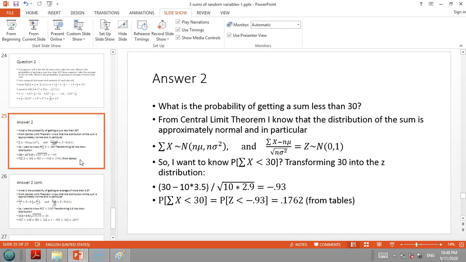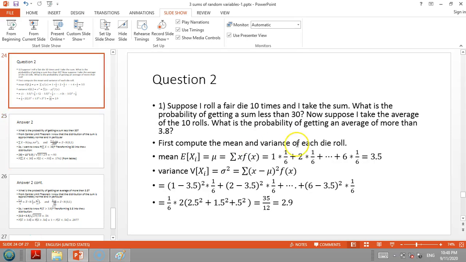Now, what is the probability of getting a sum less than 30? Well, from the central limit theorem, I know that the distribution of the sum is approximately normal. In particular, the sum of all of them, because each time I roll the die it's like a random variable, since I don't know what I'll get. And the random variable, each time I roll, has the same distribution as the die roll.